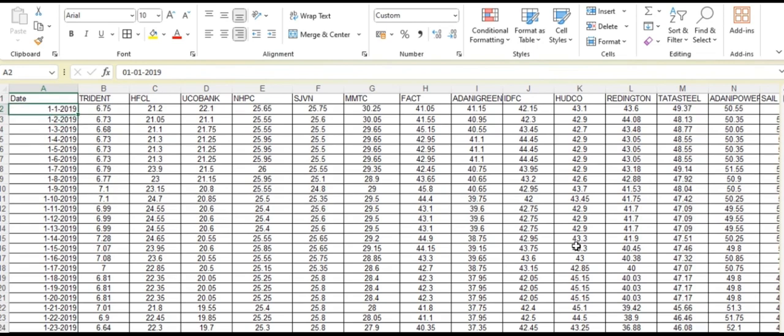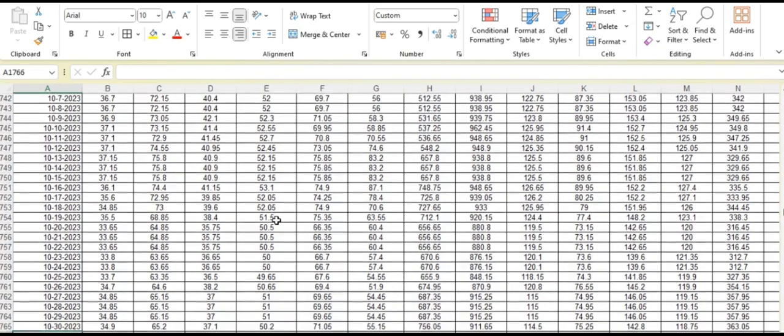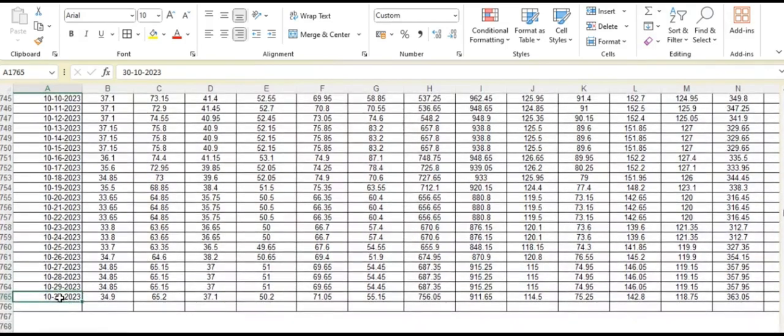As we move down, you will see the data is of 5 years, and the reason I've pulled out data for 5 years is because I wanted to start with a longer time horizon and then gradually zoom in to say 1 year, 6 months, 3 months and 1 month data. If we now go down, you will see that the last date for which I've picked up closing prices is the 30th of October 2023. So that's roughly about 5 years.